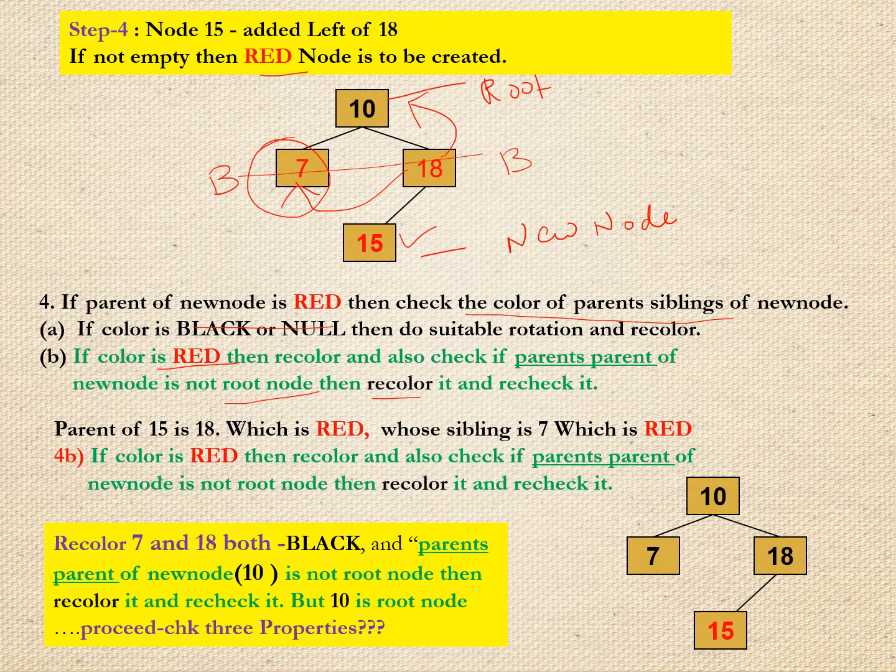You can verify that 15's color is red, as it was a new node, then 7 and 18's colors turned black, and node 10 is as it is, because it was the root node. So proceeding further.